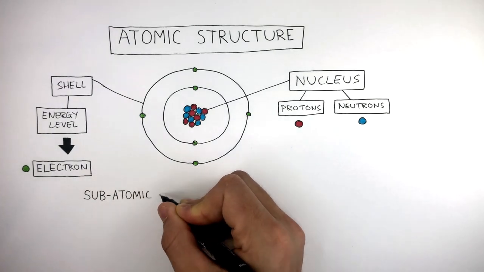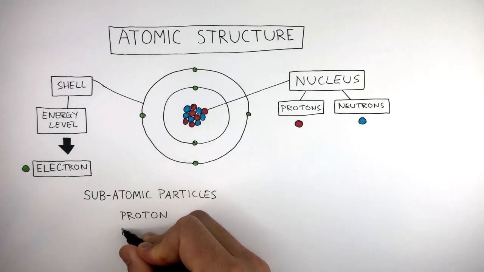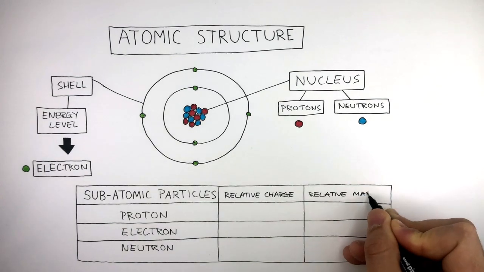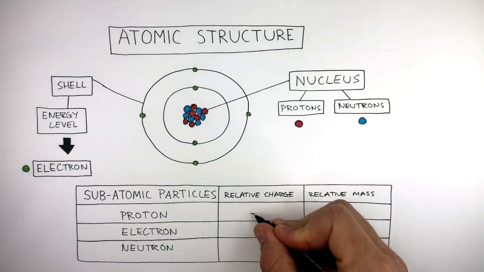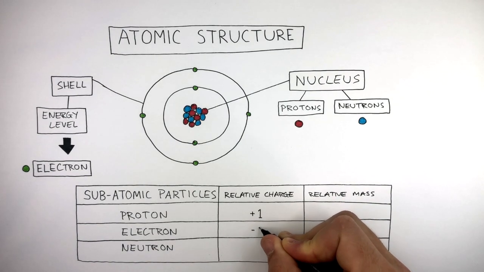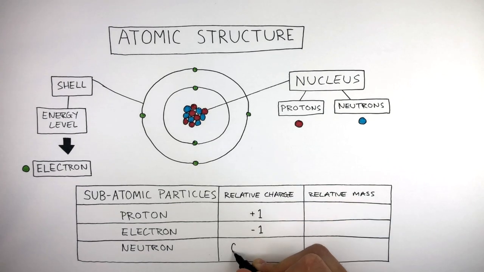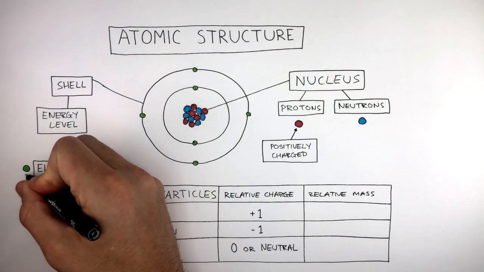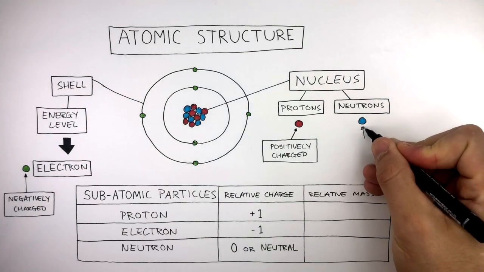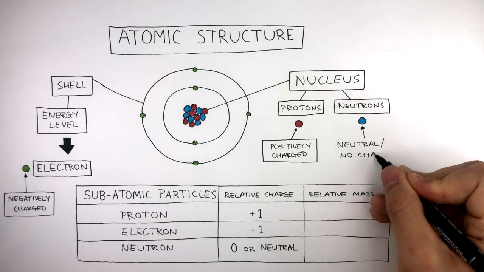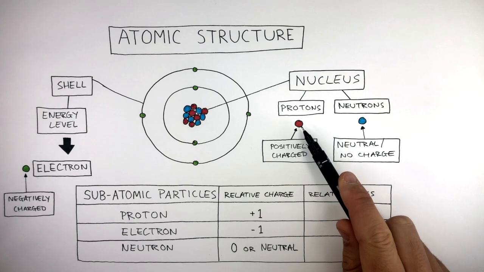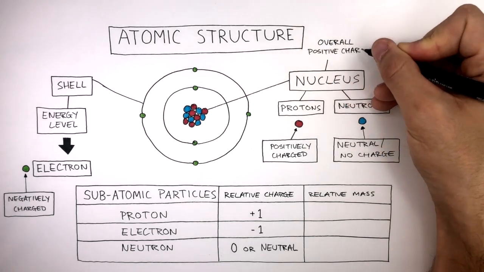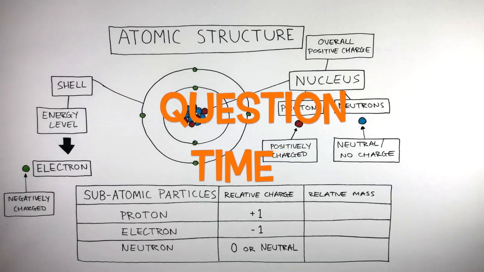So there are three subatomic particles which make up the atom: protons, electrons, and neutrons. We're now going to compare their relative charge and relative mass. The relative charge of a proton is +1, an electron is -1, and a neutron is 0, or you can say neutral. Therefore, protons are positively charged, electrons are negatively charged, and neutrons are neutral, or you can say they have no charge. Because protons are positively charged and neutrons are neutral, this means the nucleus has an overall positive charge. It's question time. Attempt these questions to check your understanding.